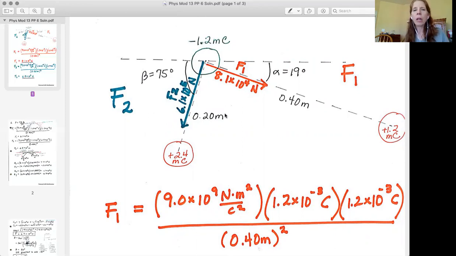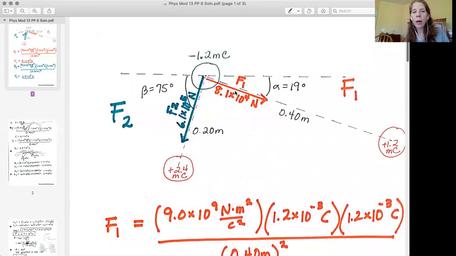Why is that important? Because that gives us the angles that we're going to use to break out into the individual vectors in the next part of the problem.